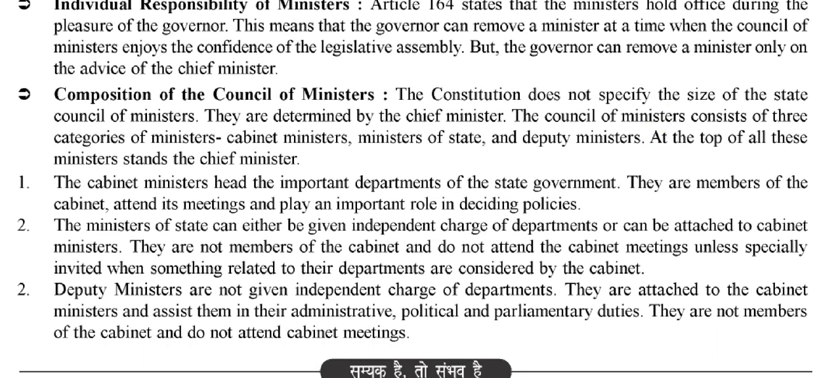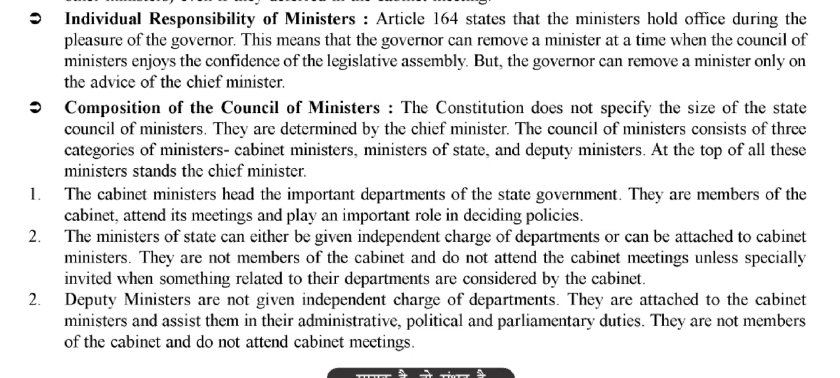Composition of Council of Ministers. The Constitution does not specify the size of the state Council of Ministers. It is determined by the chief minister. The Council of Ministers consists of 3 categories of ministers: cabinet ministers, ministers of state, and deputy ministers. At the top of all these ministers stands the chief minister. The cabinet minister heads an important department of the state government. They are members of the cabinet, attend its meetings, and play an important role in deciding policies.